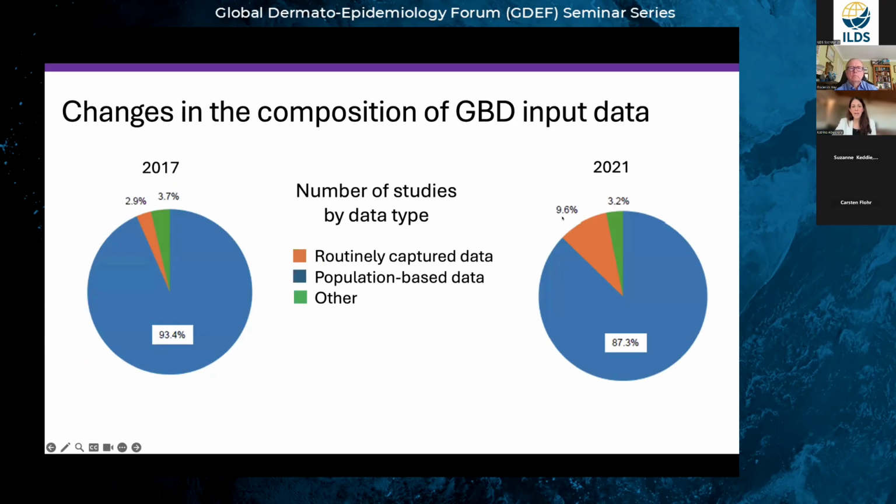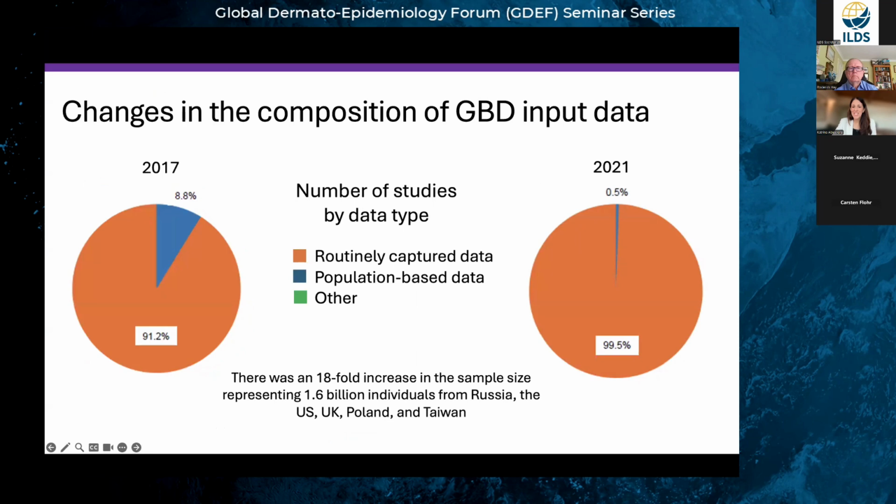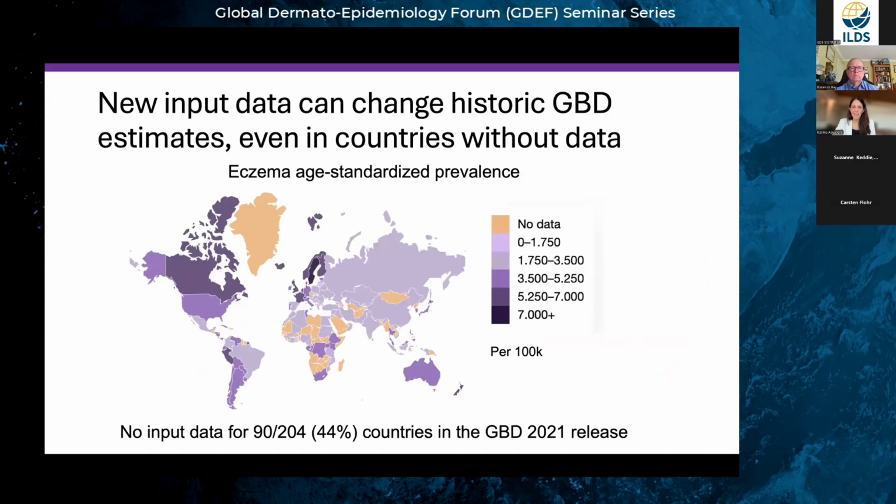And you can see that in 2017, only about 3% of the sources were routinely captured data. And in 2021, this had increased by about threefold. But there was an 18-fold increase in the sample size, representing 1.6 billion individuals from Russia, the US, UK, Poland, and Taiwan, all upper high-income countries. And our hypothesis is that these data sources, because they were so large, these 5 data sources swamped the models and caused very large changes in the estimates.